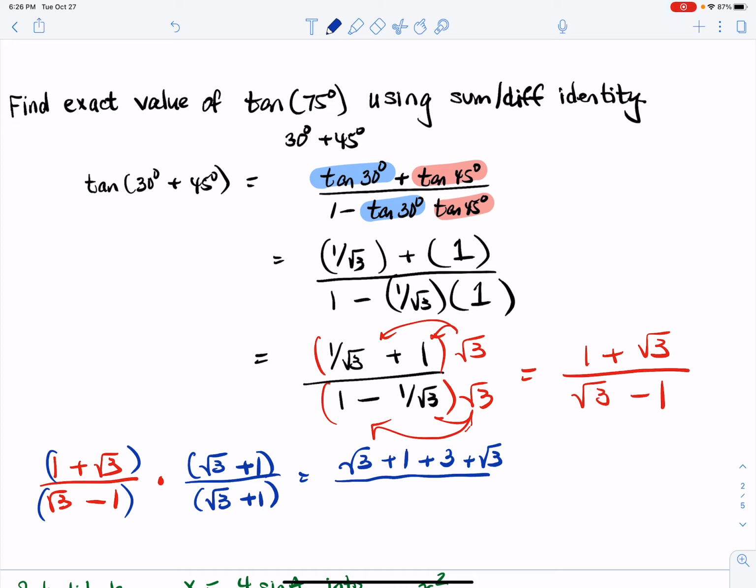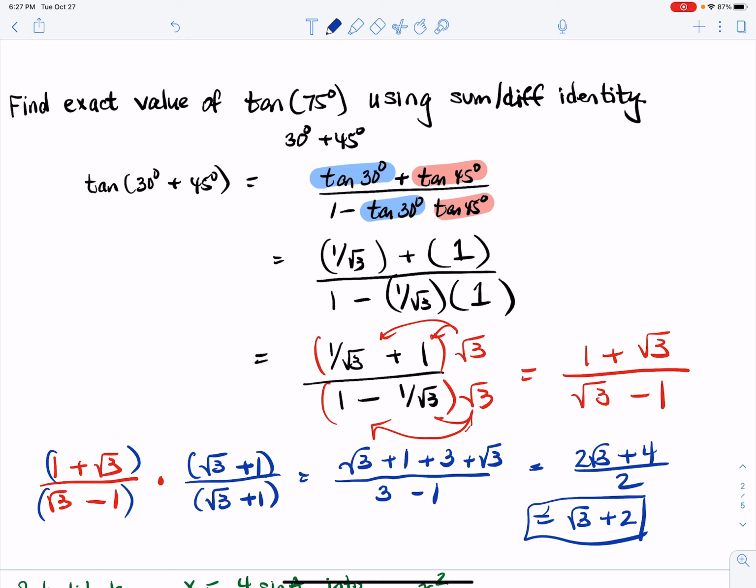The downstairs, which is the important part because we don't want a radical downstairs, first times the first gives me 3, outers give me root 3, inners give me negative root 3, so we don't even have to do anything there. They cancel each other out, and then we have minus 1. Well, isn't that nice? So this looks like 2 root 3 plus 4 all over 2. Oh, look at that. Each term divides by 2 nicely, so we have root 3 plus 2. And that is the exact value of tangent of 75 degrees.